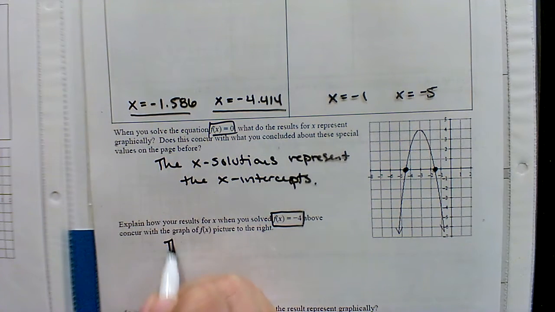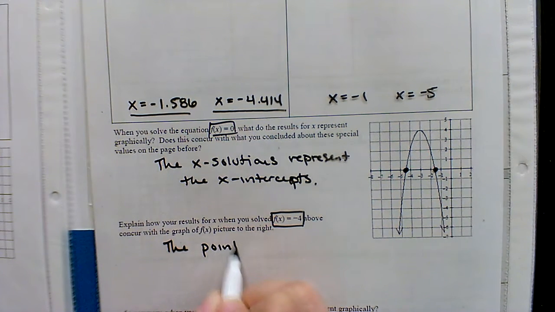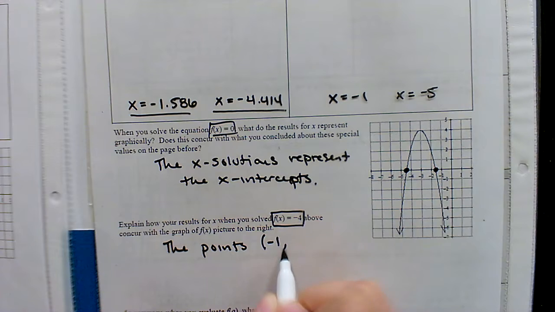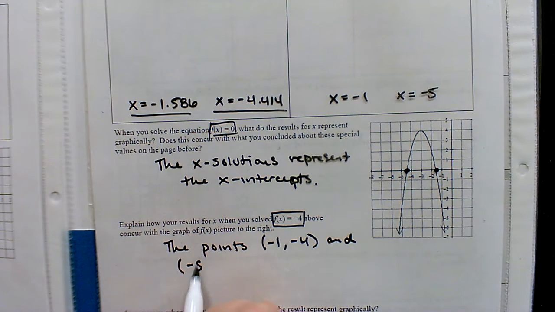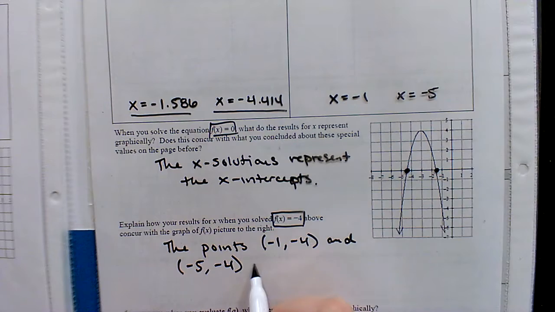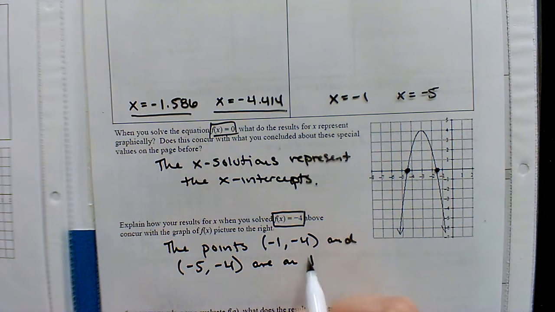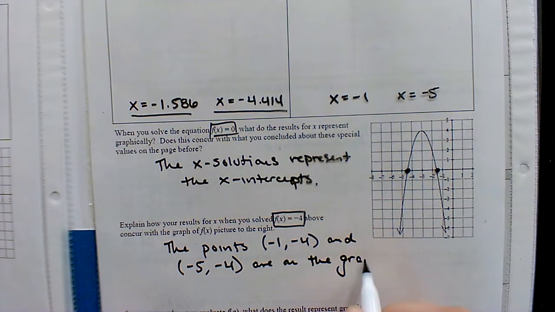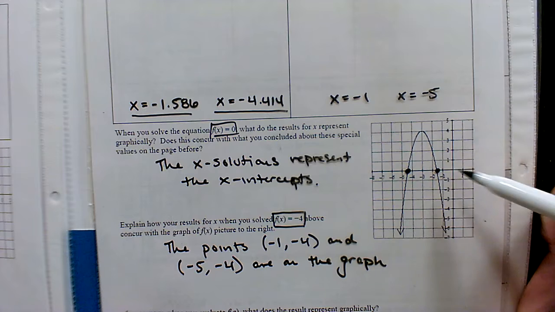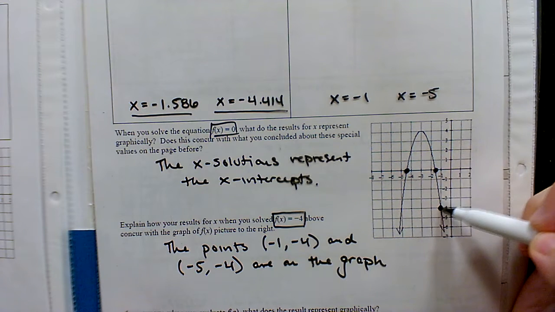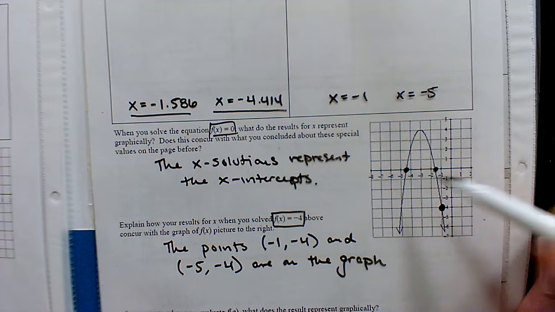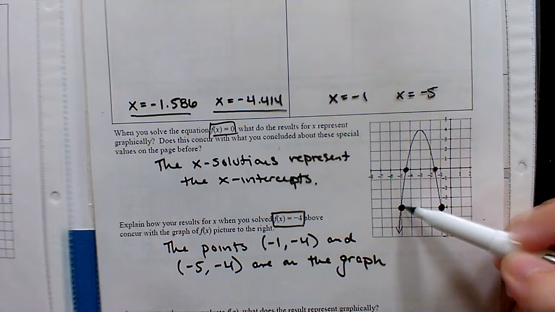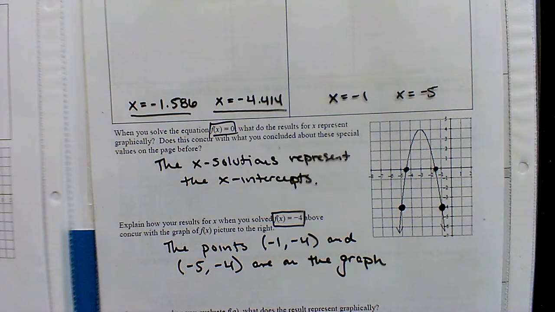All right, good. So the points, x value of -1, y value -4, and the other point, x value -5, y value -4, are on the graph. Let's try to plot those. So -1, -4 looks like that's on the graph. We can clearly see that. And -5, -4, we can clearly see that one as well.